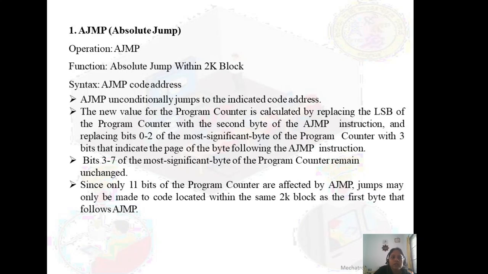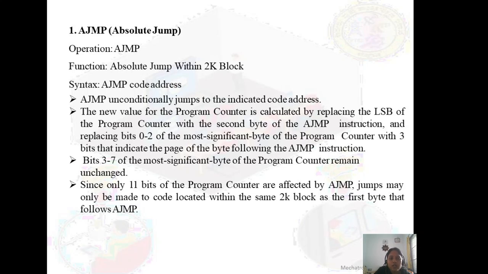Okay, so AJMP unconditionally jumps to the indicated code address. Okay, AJMP is a 2 byte instruction. See, this is your opcode 1 byte and next this is your address.